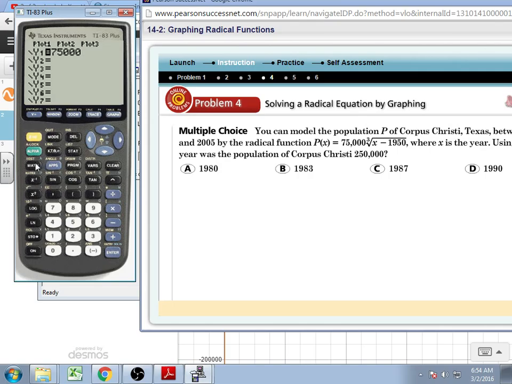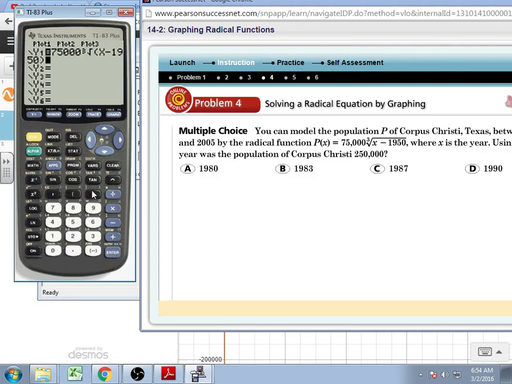So if I go into my math menu, I can always find these options. So there's cube root right here. Or I can do any root, and I can determine that. But since we want cube root, I can go ahead and use that. Cube root of x minus 1,950.